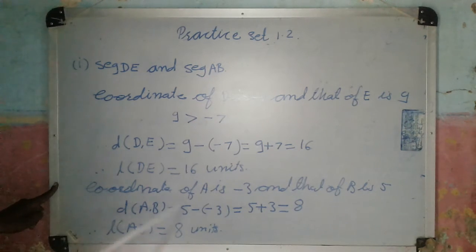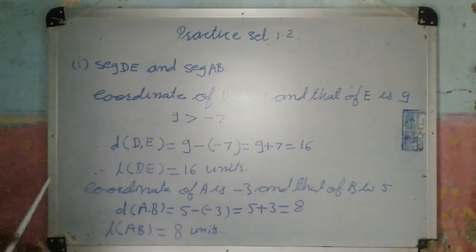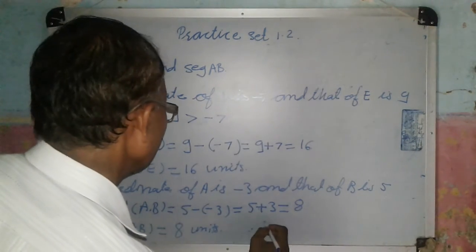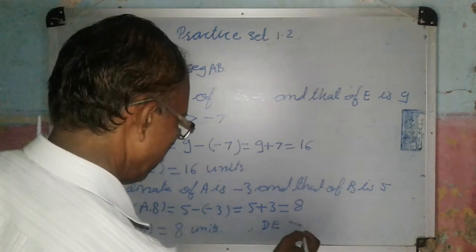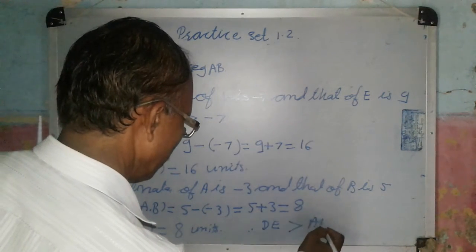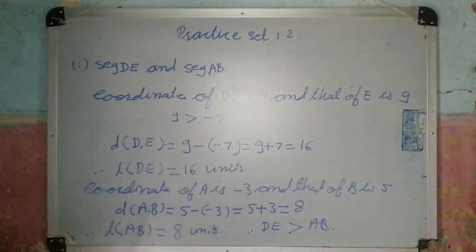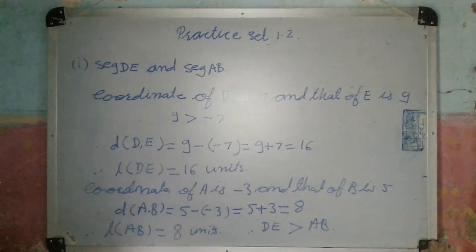That means here segment DE is greater than segment AB. Therefore, these two segments are not congruent. DE is greater than AB. Therefore, segment DE and segment AB are not congruent segments.